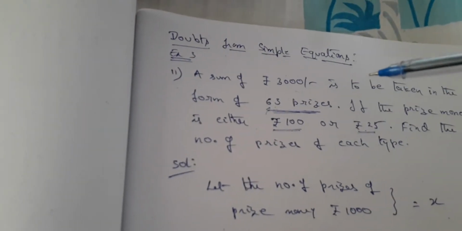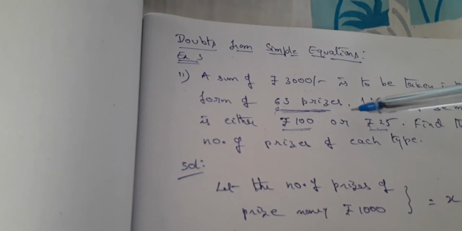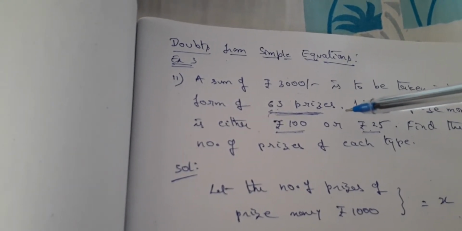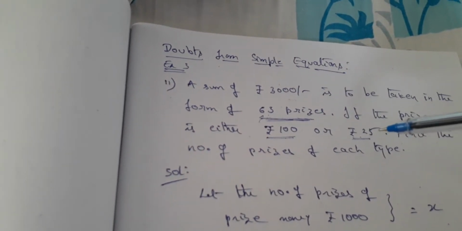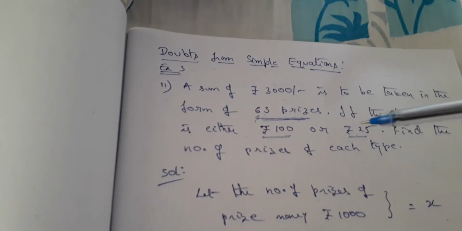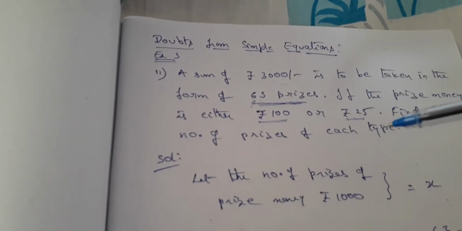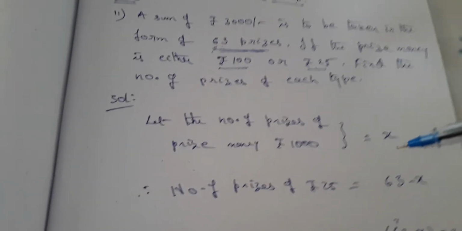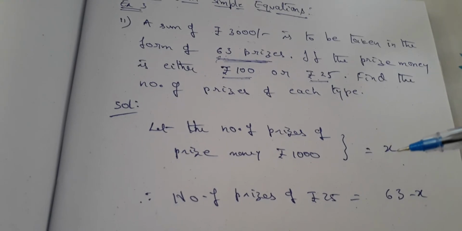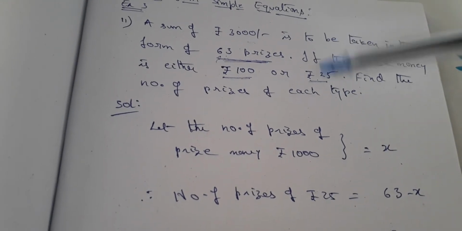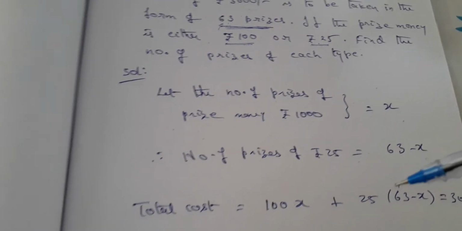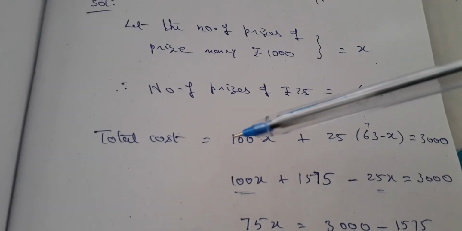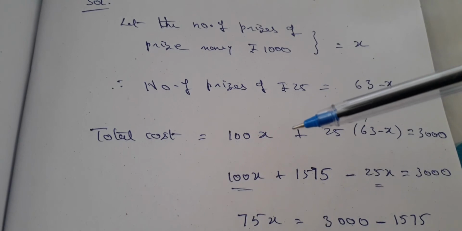63 prizes. 63 prizes must be divided into two parts again. One with a rate of 100, one with a rate of 25. So we don't know either of them. Therefore any one value you can take as x. So we took the number at the rate of 100 as x. And of course the leftover prizes are 63 minus x, because the total is 63.